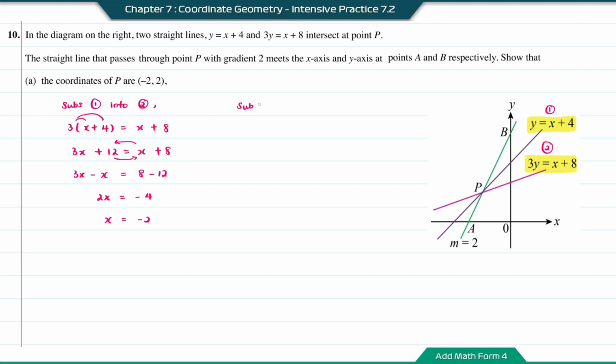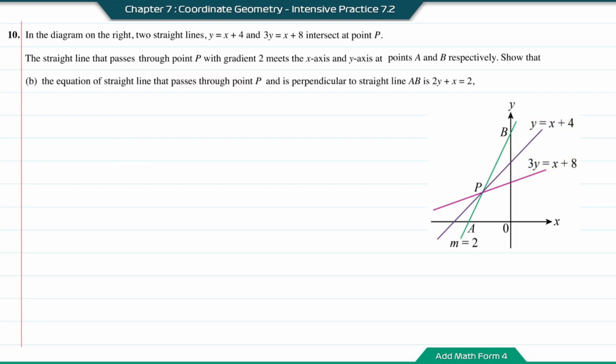So next, I'm going to substitute x equal to negative 2 into equation number 1. So y is equal to negative 2 plus 4. Then y is equal to positive 2. So here the coordinate of the intersection point between these two straight lines is negative 2, 2, which is the same as the coordinate P. Therefore, we already showed that the coordinates of P are negative 2, 2.